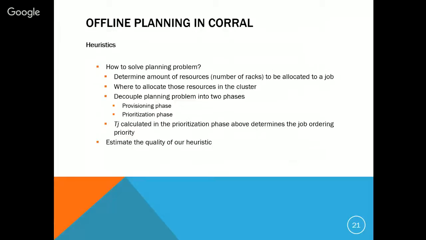So what are the heuristics that we're working with here? How do we solve this planning problem? How do we overcome it? First of all, we determine the amount of resources, which are the number of racks in this case, to be allocated to a job. Also, where to allocate those resources in the cluster. Also, we decouple the planning problem into two phases, which will be discussed later: the provisioning phase and the prioritization phase. One of the values would be TJ, which is calculated in the prioritization phase and determines the job ordering priority.